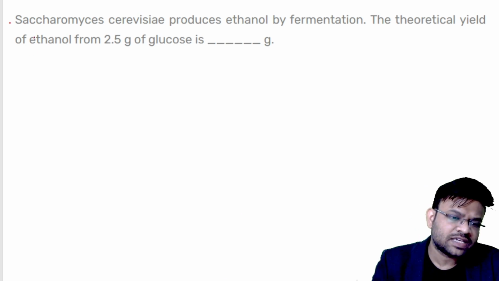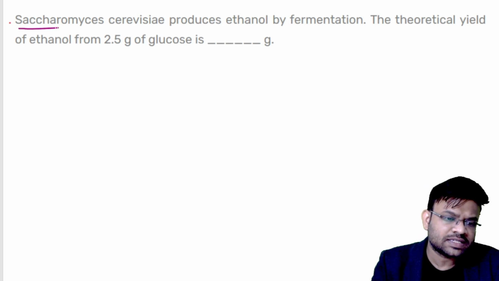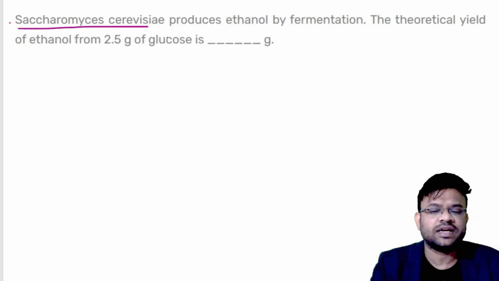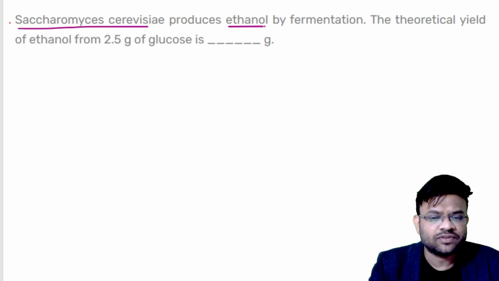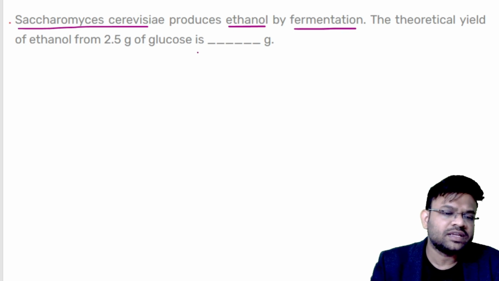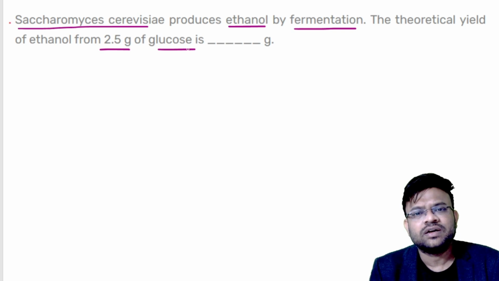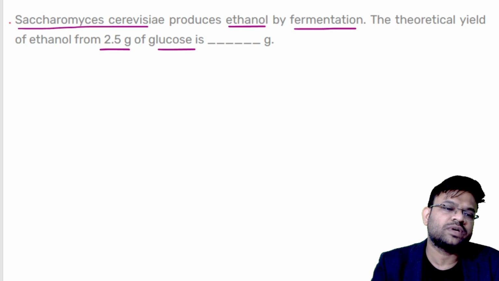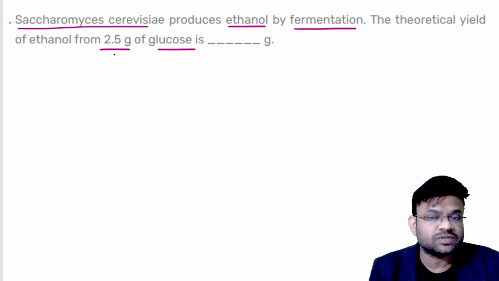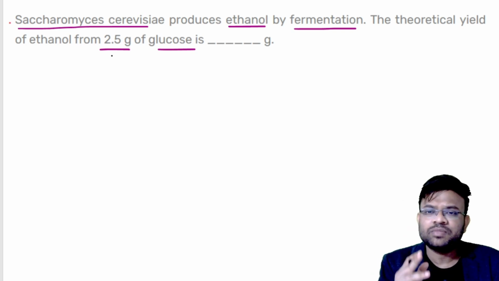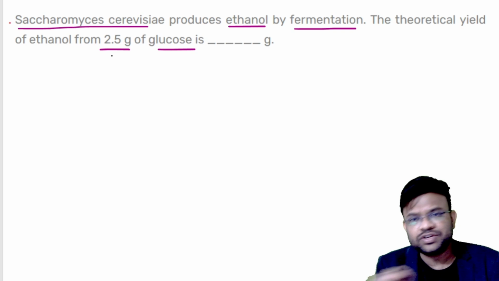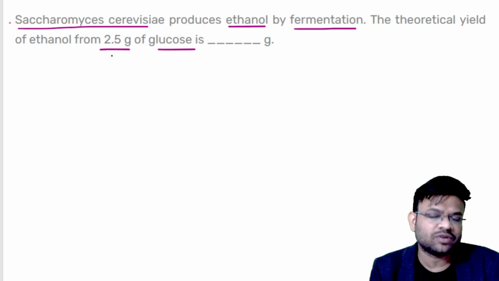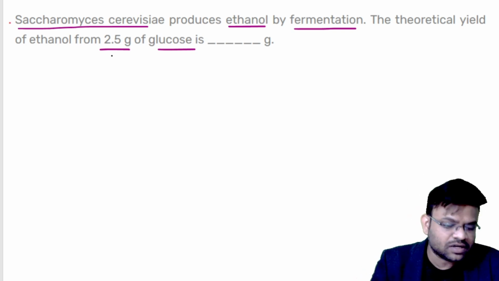So Saccharomyces cerevisiae, now you would be knowing that this is a yeast and it produces ethanol by fermentation. The theoretical yield of ethanol from 2.5 gram of glucose. Now one important thing that is necessary when you solve questions like this is you should be knowing the equation. Now you can see that the equation in this question has not been given, but this is a fairly simple problem in which you should be knowing about the fermentation equation that is used by Saccharomyces cerevisiae. Let me just write it down for you.